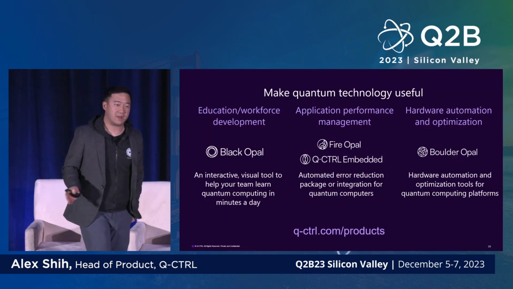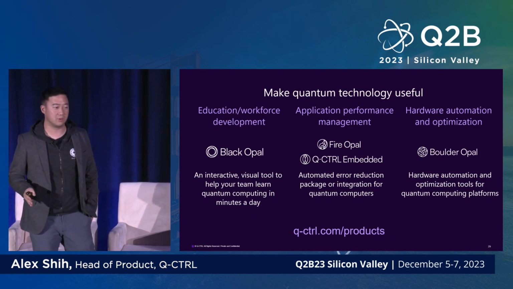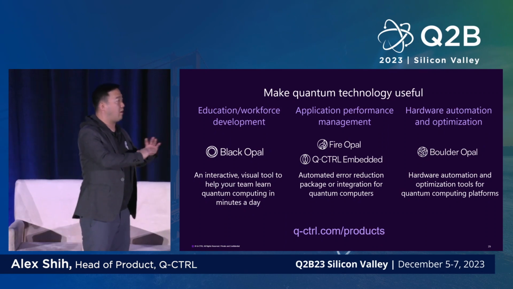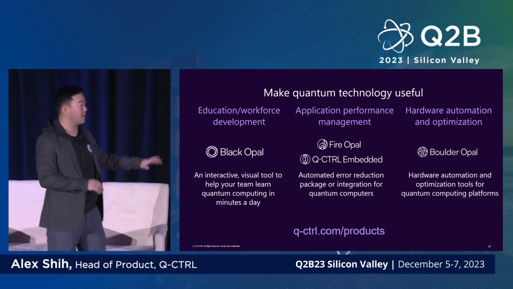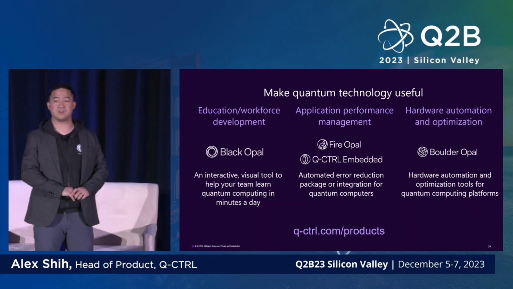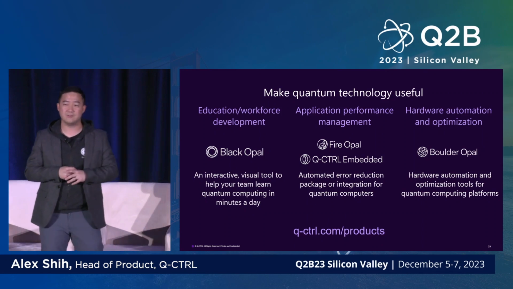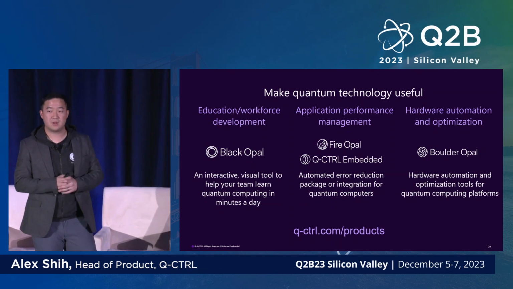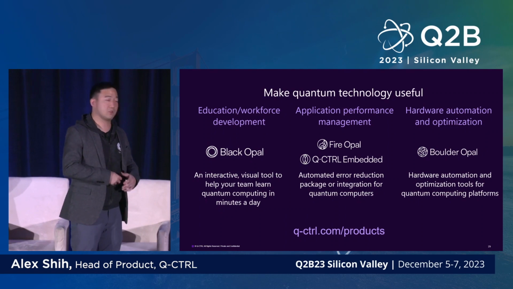So our ambition, like I mentioned before, to make quantum technology useful extends beyond just error suppression software. This covers a lot of our other product portfolio, everything from education and workforce development. We have an edtech tool called Black Opal, which is a very interactive visual tool that anyone can sign up for and experience out of the box for free. We have a free tier to learn about quantum computing.